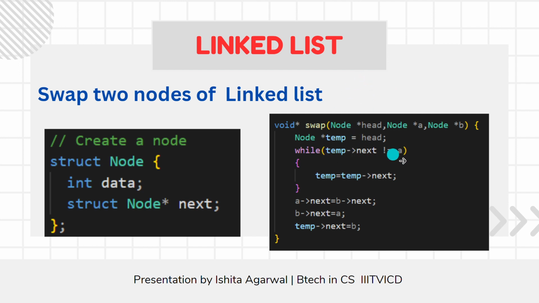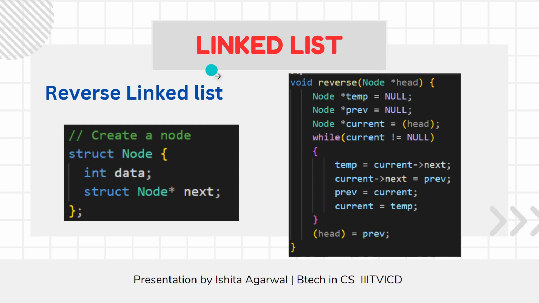traverse the linked list till it reaches the A node. Thus we are incrementing the temp next while it is not equal to A. Now when it has reached the A point, we will store the next element of A. The next element of A will become the B next, and the B next will become A. In this way they will be swapped, and the temp, that is where we just stopped, its next will become the B element. Earlier it was A, but now it will become B element. So in this way they will be swapped.